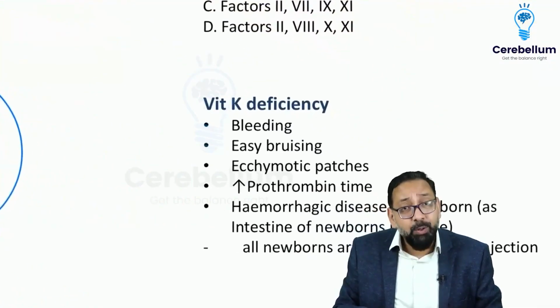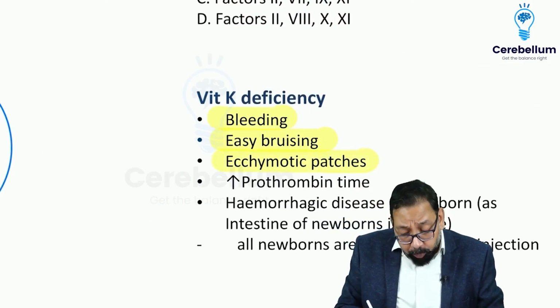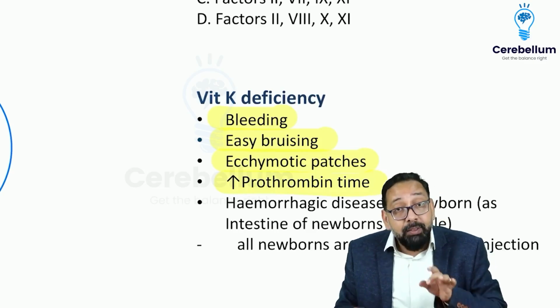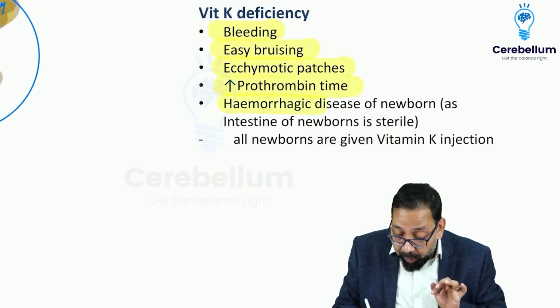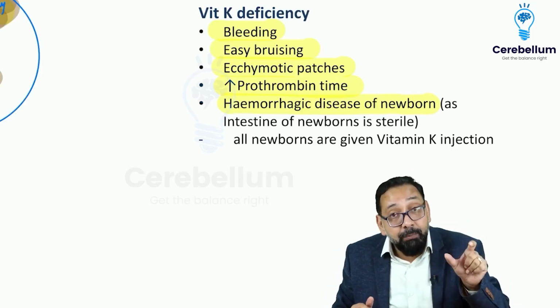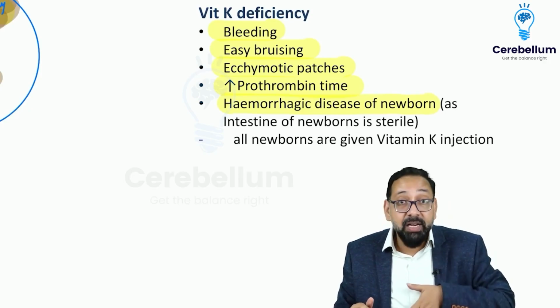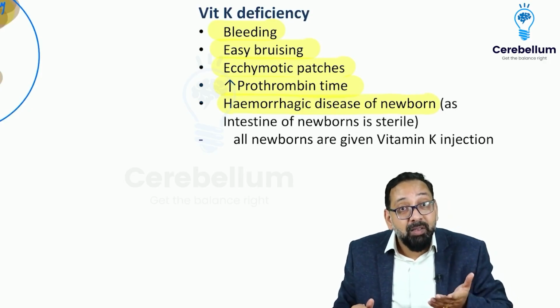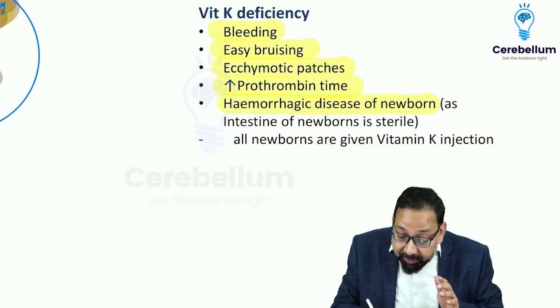If clotting factors will not be activated, there would be bleeding, easy bruisability, ecchymotic patches would be there, prothrombin time will increase. And there is a very important concept, hemorrhagic disease of newborn. I told you the mnemonic कौन बनेगा पति. Vitamin K, biotin, and pantothenic acid are synthesized by intestinal flora. So in newborn baby, there is no intestinal flora because intestine of newborn is sterile.